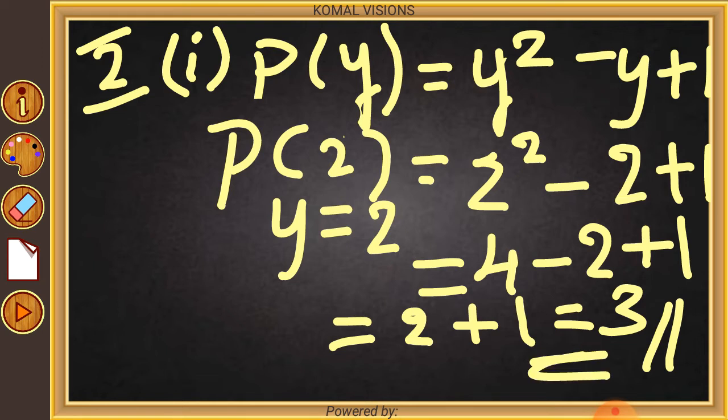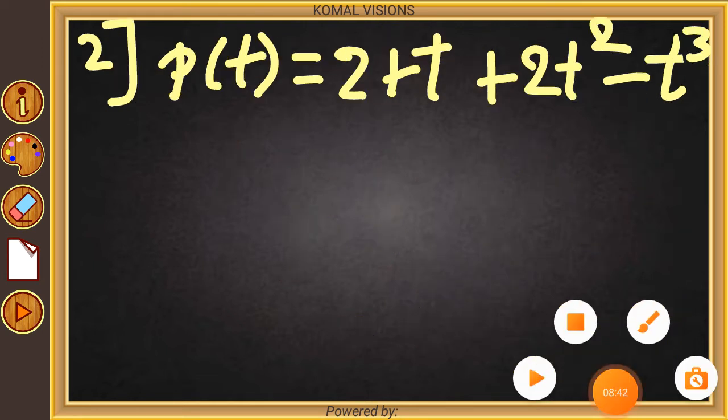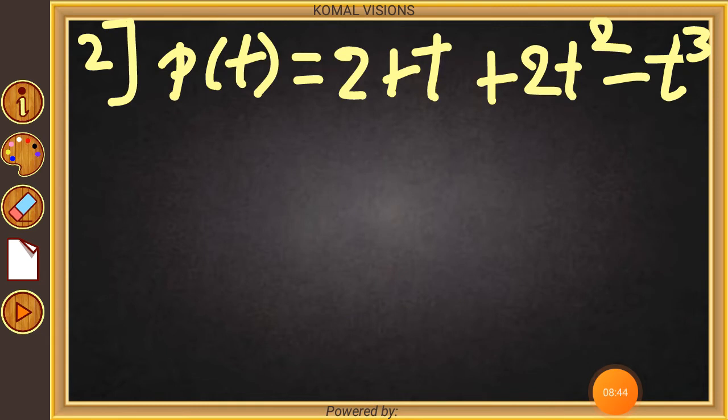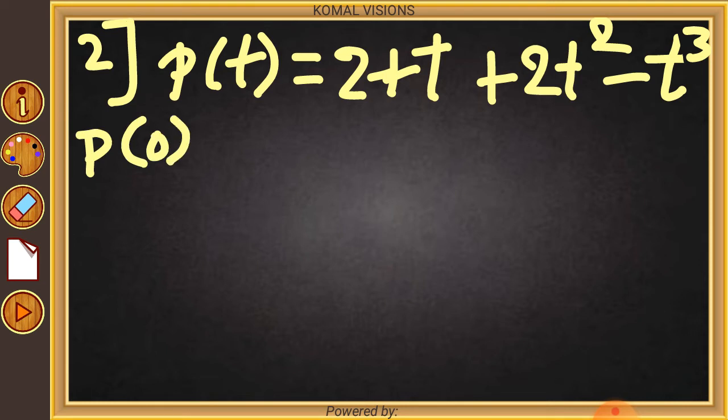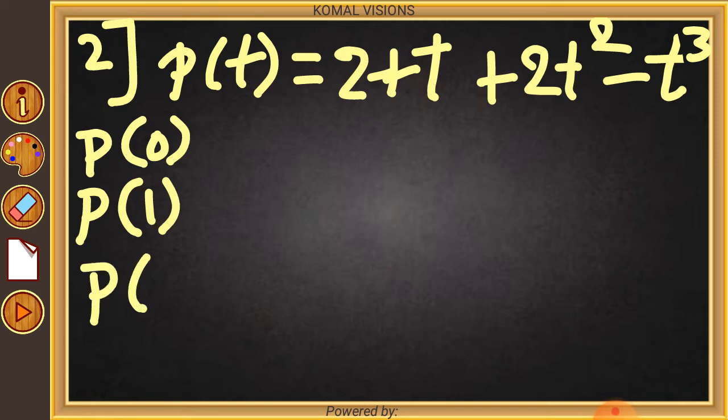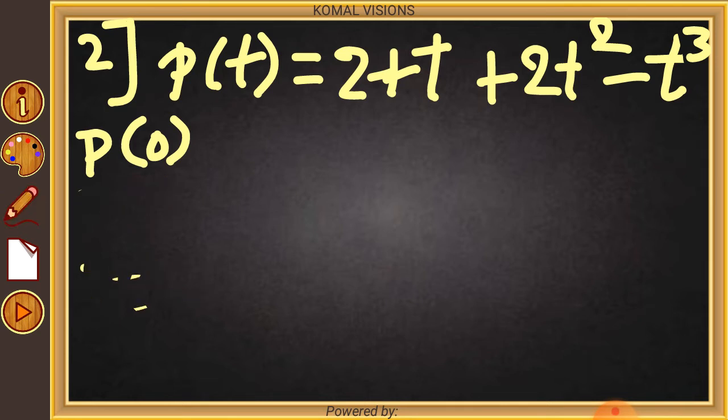That's it. Next, our next problem. So the next problem is p of t is equals to 2 plus t plus 2t square minus t cube. At p of 0, what will be the value of the polynomial, and at p of 1, what will be the value of the polynomial, and at p of 2, what will be the value of the polynomial, we should find out. First I'll go for p of 0. What will I get as the polynomial value? Let me see.